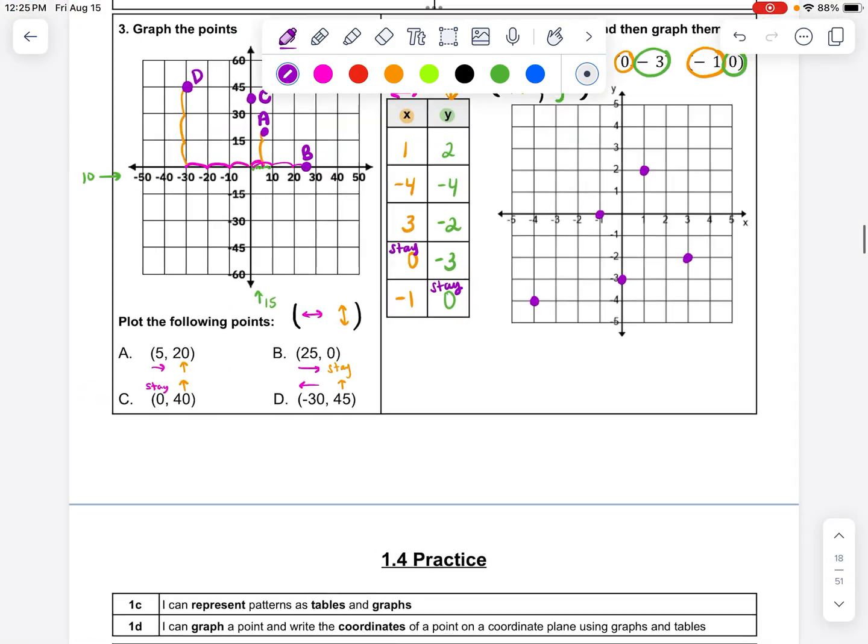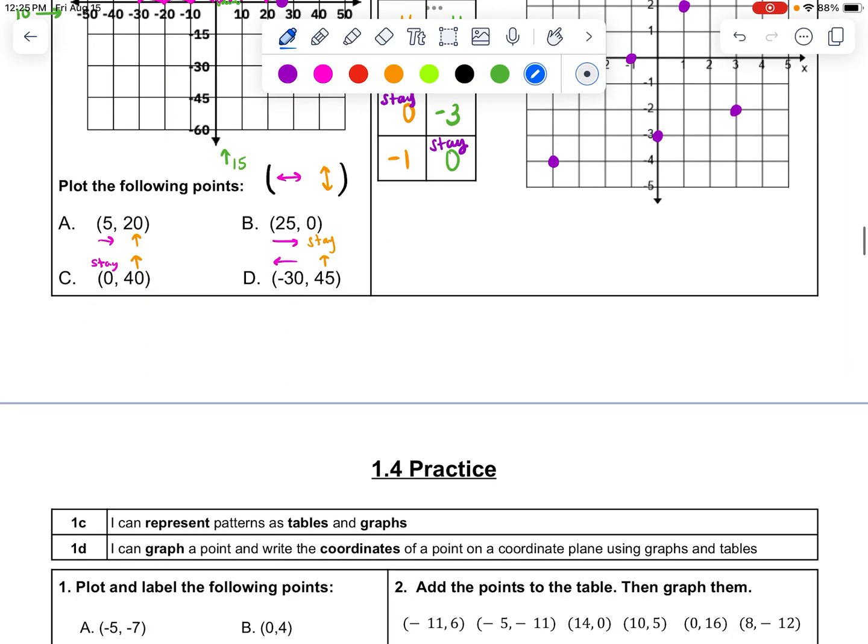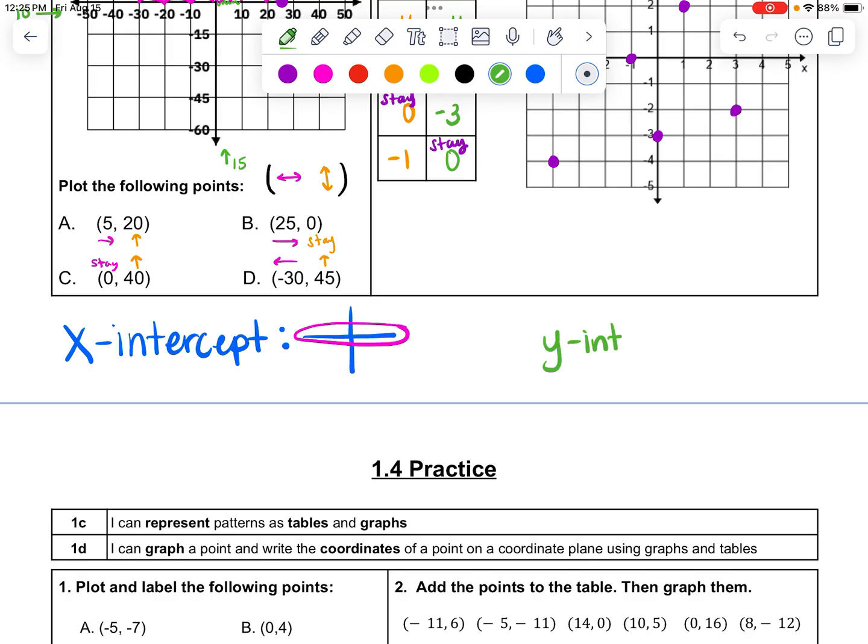Now the last thing I want to talk about is 2 vocabulary words that are going to come up a lot. The first one that you need to know is x-intercept. An x-intercept is any point that is on the x-axis. And the second word you need to know is y-intercept. The y-intercept is any point where when you graph it, it ends up on the y-axis.